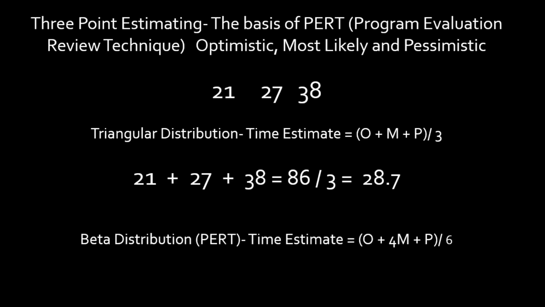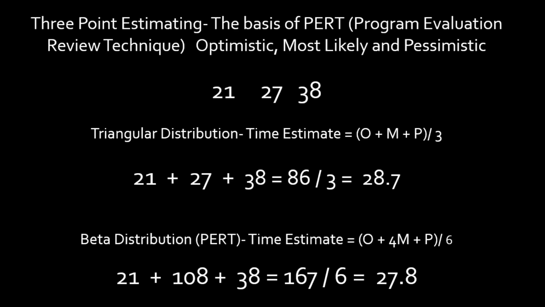In PERT, I told you it's a weighted formula. So take a look at it now. I've weighted the most likely 4 times compared to optimistic and pessimistic, and I divide by 6 now. In doing so, look at the math. Now it says that my estimate is 27.8 days. Much more precise. In fact, it's almost a full day less, simply because I used PERT, which is probably more precise, more real world than a triangular distribution.